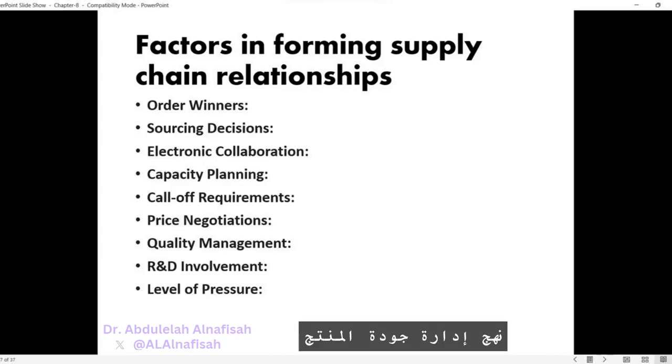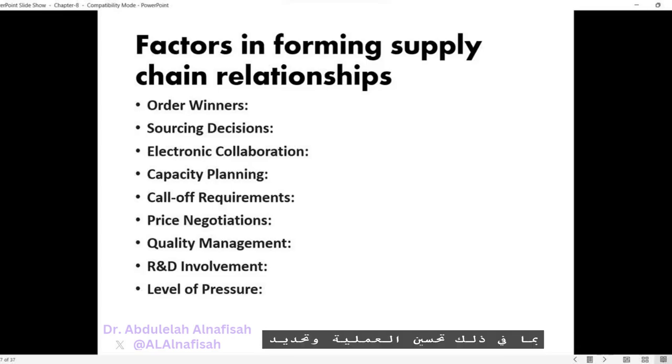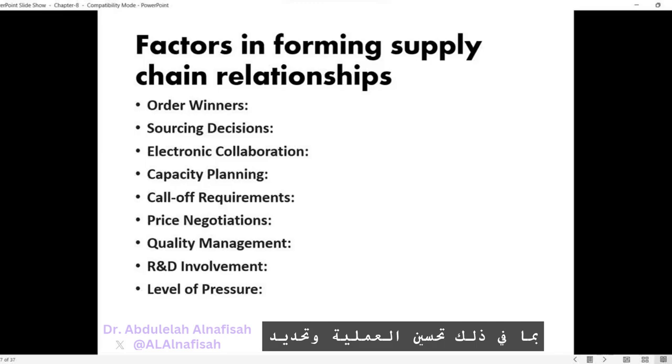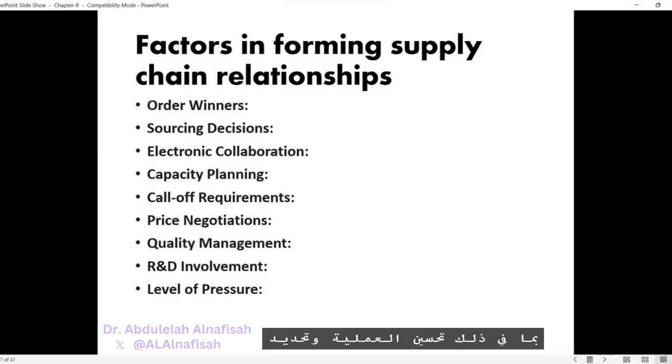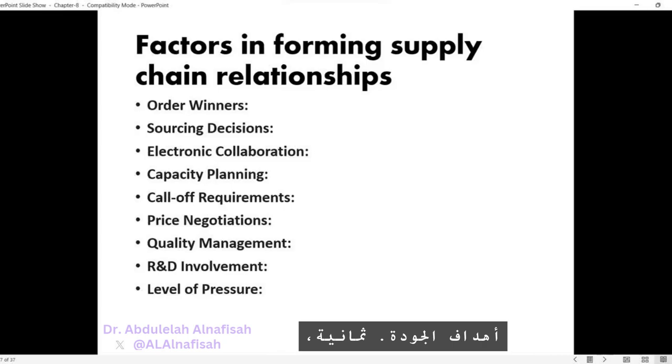7. Managing product quality. Approaches to managing product quality, including process improvement and setting quality targets. 8. Managing research and development. Supplier involvement in research and development activities. 9. Level of pressure. The level of pressure exerted by customers on suppliers for improvement and cost reduction.